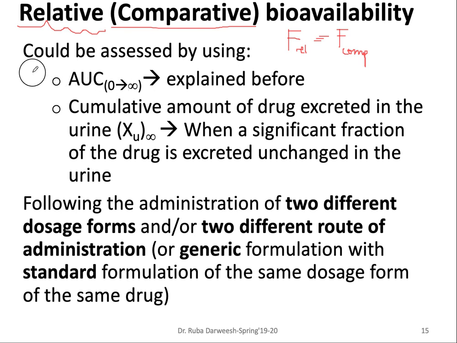So we either use the plasma data using area under the curve or urine data using the amount excreted in the urine, with whatever I just mentioned before, but your standard is different. And this is measured for two different dosage forms, two different routes of administration. Usually, when we are comparing in the relative bioavailability, it's the generic compared to the standard or compared to the innovator.